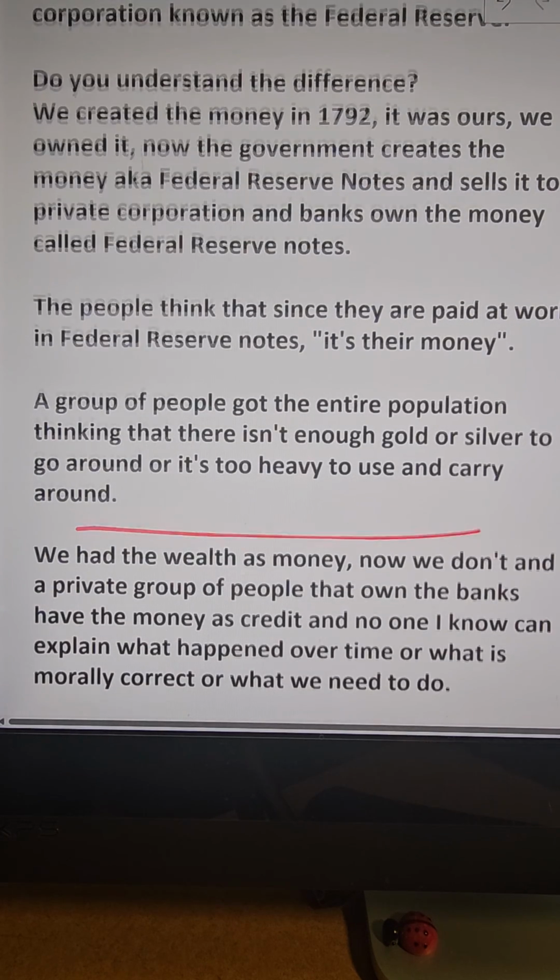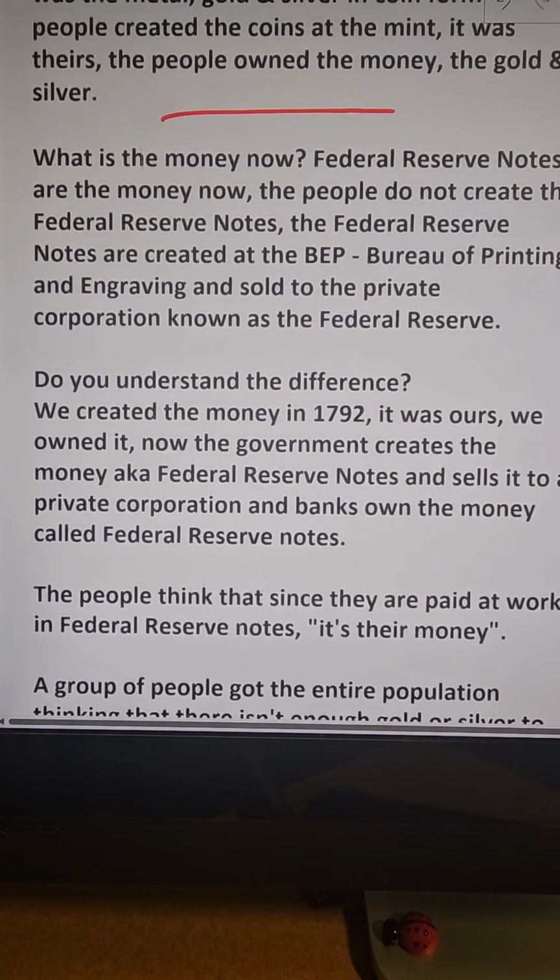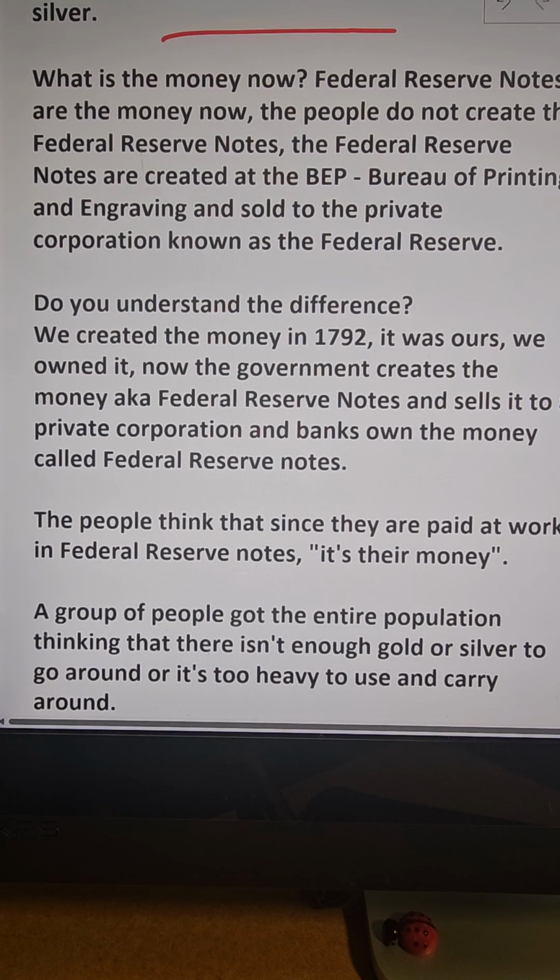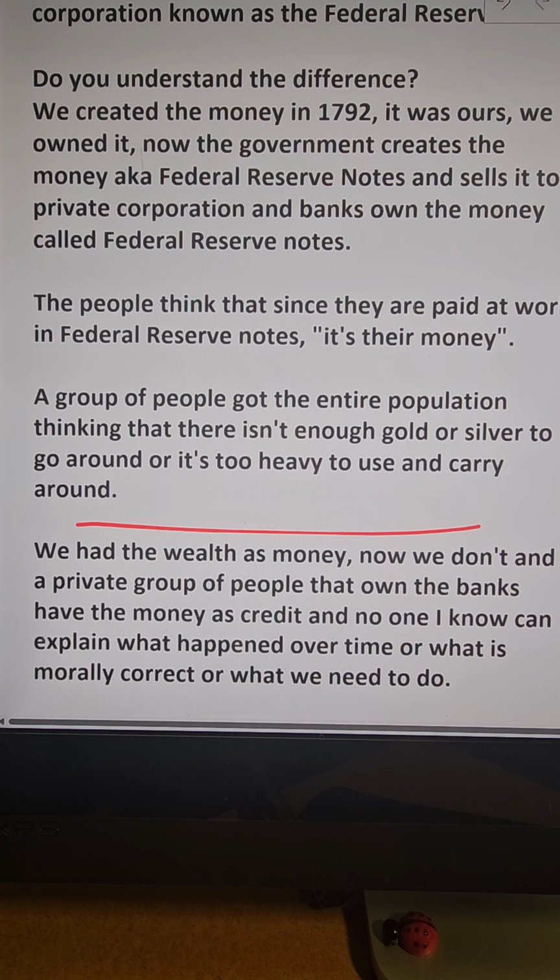So I'm going to ask you, do you understand the difference between the government creates the money or we create the money? We created the money in 1792. It was ours. We owned it. Now the government creates the money, aka Federal Reserve notes, and sells it to the private corporation and the banks who own the money called Federal Reserve notes. I want you to read that again. Now the Federal Reserve Act was created in 1913, and that allowed for fractional reserve banking, but that's another topic.